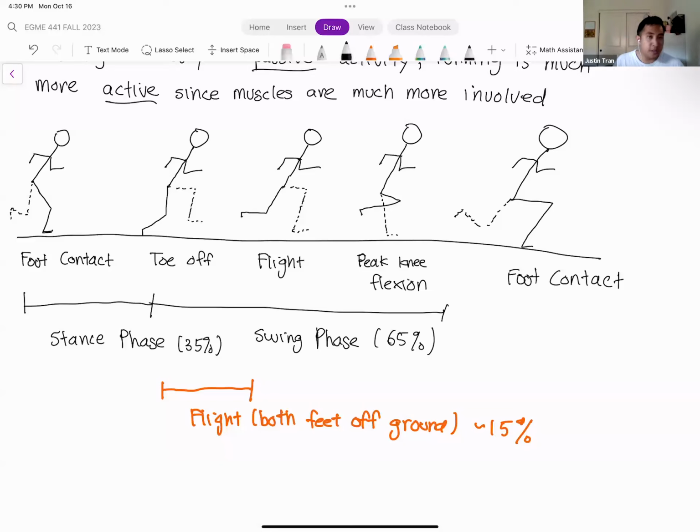So let's talk about some numbers a little bit. Let's talk about some typical speeds.